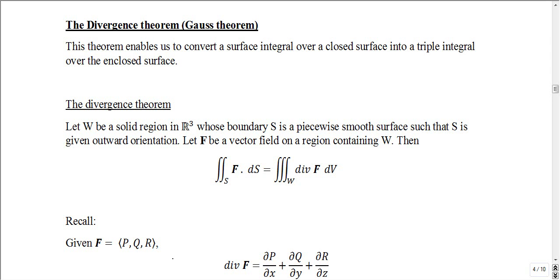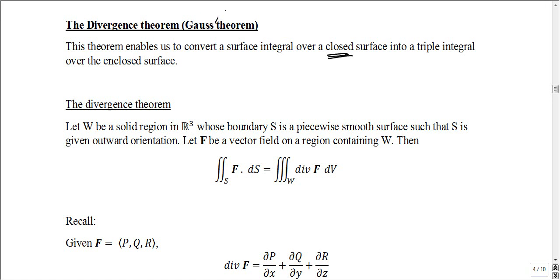So again, you can also use the divergence theorem to work out a surface integral, but there are conditions. The surface has to be closed, just like Green's theorem was for a closed curve. This theorem enables us to convert a surface integral over a closed surface into a triple integral over the enclosed solid. Here is the divergence theorem. Another name for it is Gauss's theorem. Gauss is another important mathematician, and it's Gauss who discovered this.